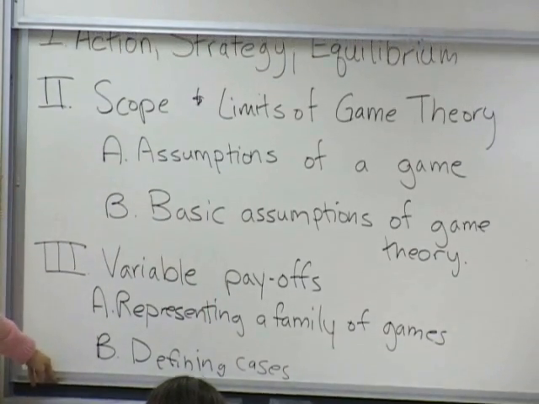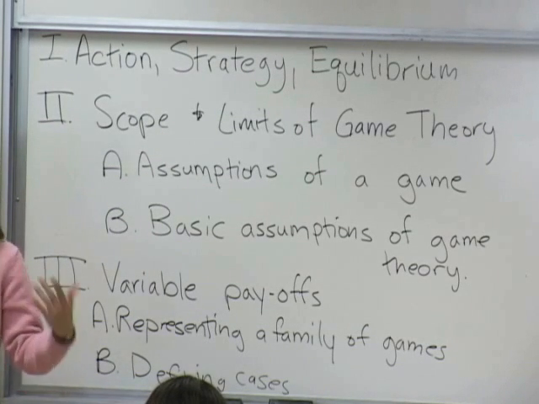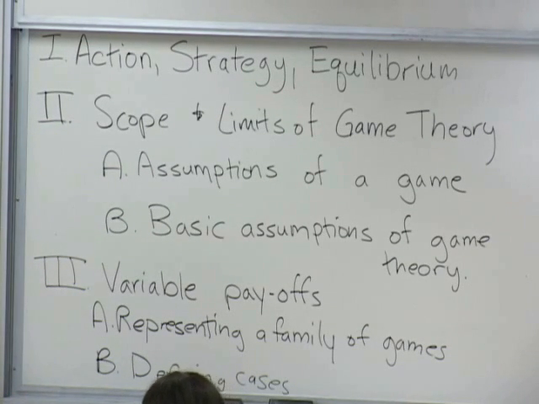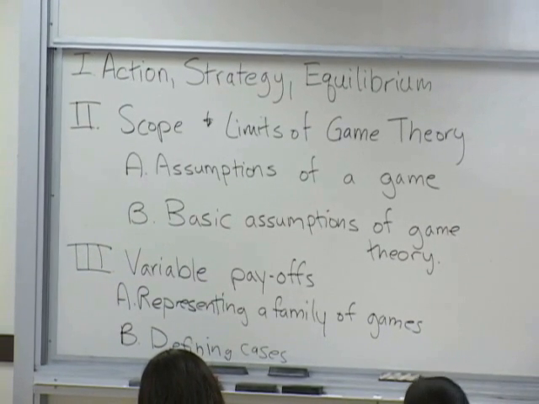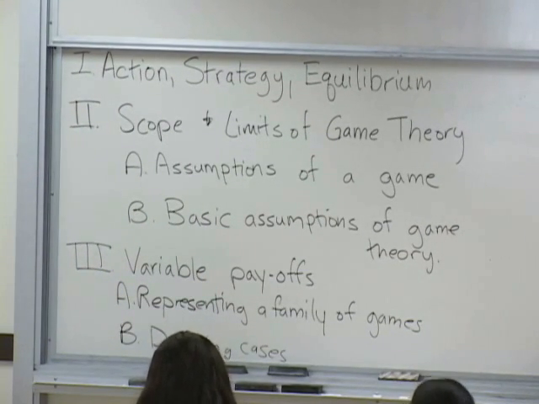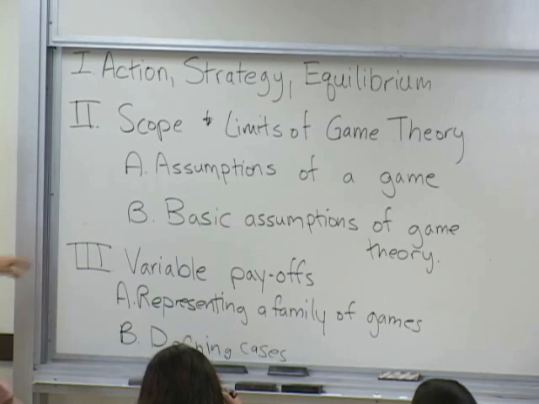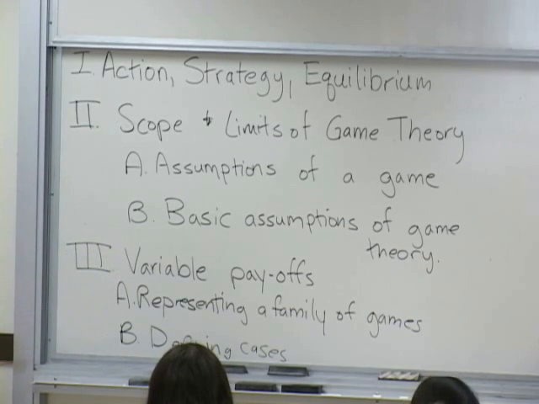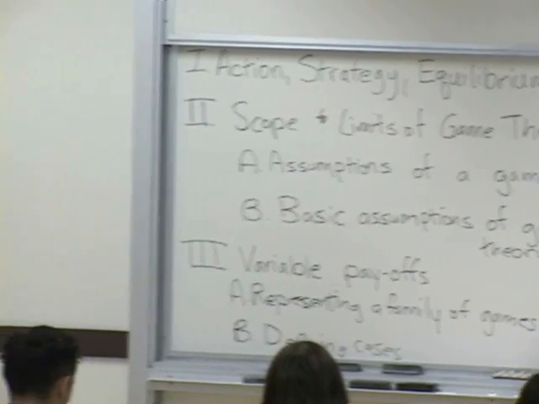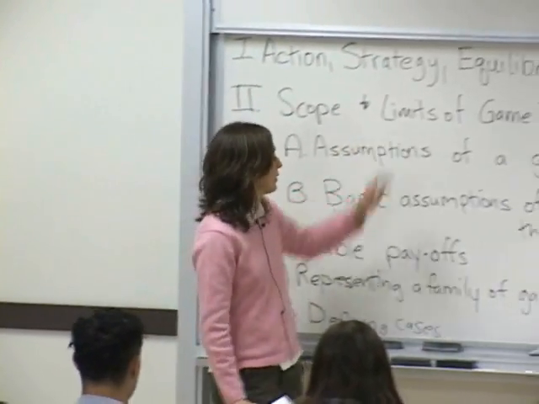Okay, so this is kind of a long outline. First thing we're going to do today is talk more about strategies, actions, and equilibrium, how those terms relate to each other. We'll do a little more strategy counting so that hopefully you'll get more comfortable with that. Then we're going to go to a broader view and talk about game theory in general. The scope of game theory, how broad is the set of situations that we can analyze with game theory, what are some of the limits.